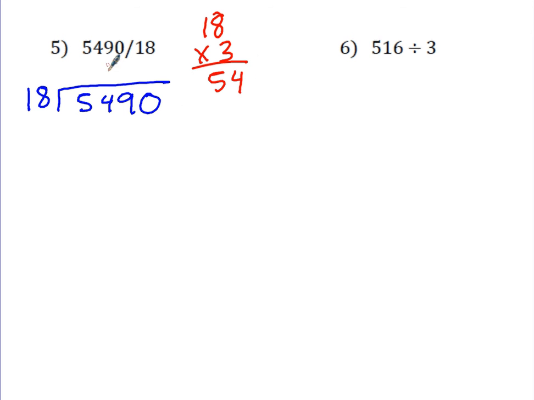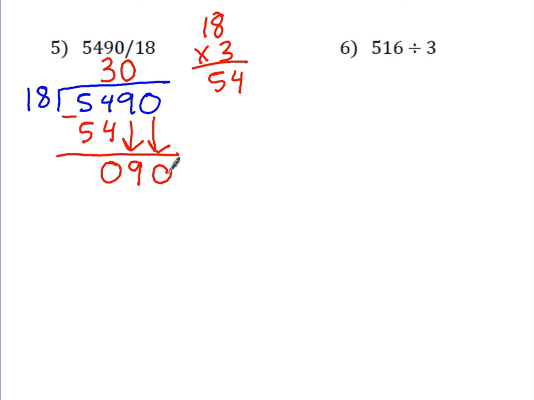So perfect. So I'm going to put 3 here. 18 times 3 is 54. We subtract. 54 minus 54 is 0. Then we are going to bring down the 9. And we think about, okay, how many times does 18 go into 9 without going over? And again, like 5, 9 is too small. So we're going to put 0 here as a placeholder and then bring down the 0 here.